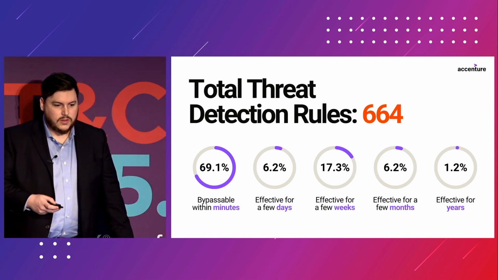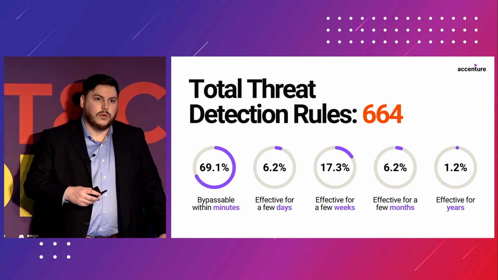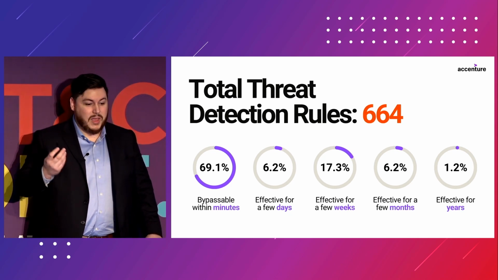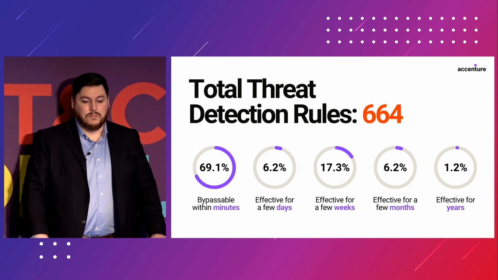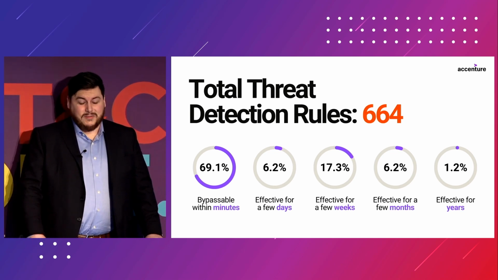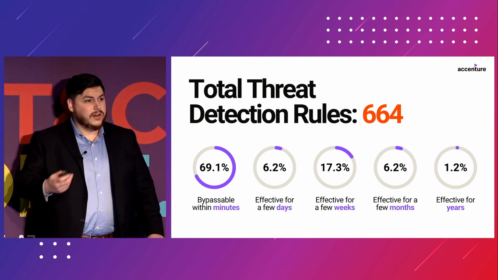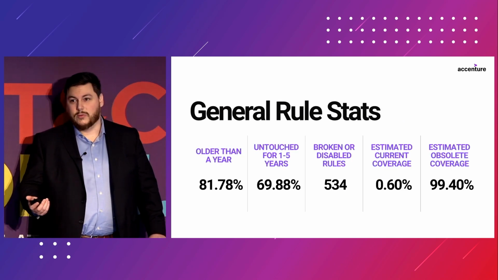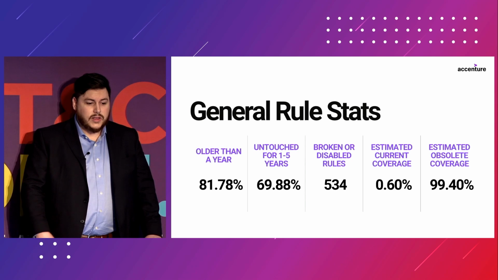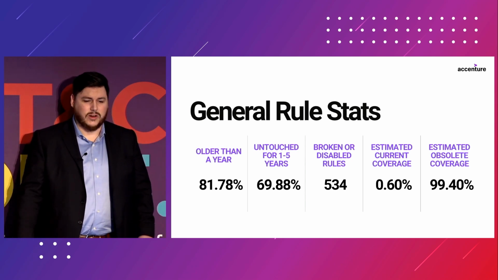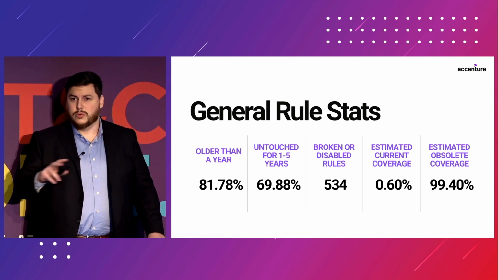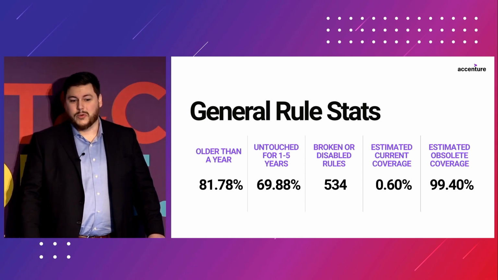So, further going off of that shelf life that we were talking about, or that resilience score: 69% bypassable within minutes, only 1% effective for years. That's not great. Oh, and those ones that we mentioned that are effective for years, they're actually broken, or they're not getting the right log sources. 82% were older than a year, 70% hadn't been touched in at least 1 to 5 years. And out of the 600 or so that were true threat detection rules, 534 were broken.